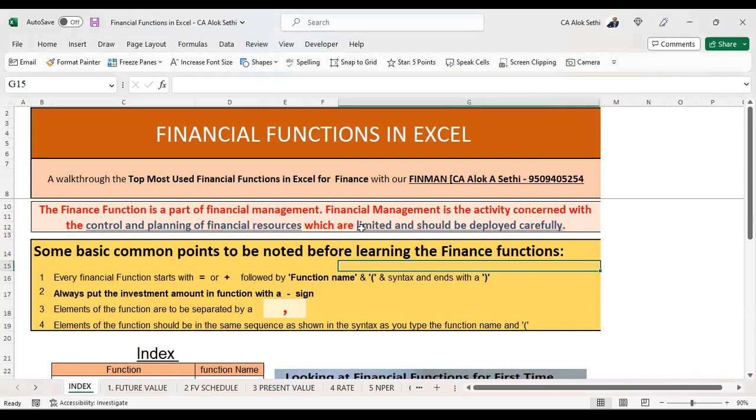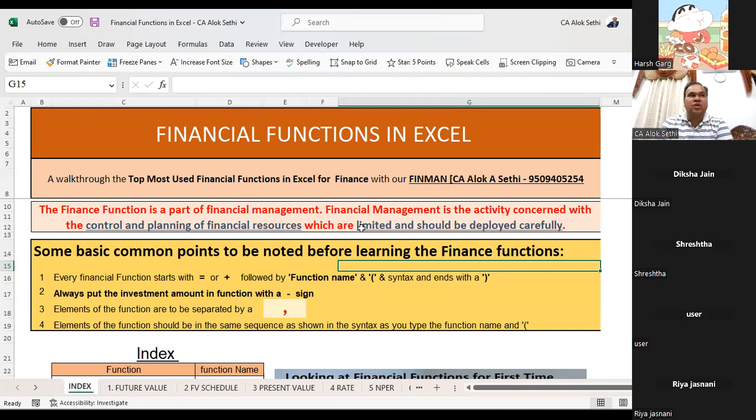Okay. So what is finance basically? What is financial function? A financial function is a part of financial management. So when we talk about financial management, it is an activity concerned with the controlling and planning of financial resources, which are limited and should be deployed carefully. Okay. So basically, we know that money is a very crucial element, and we cannot just take any decisions without working on the feasibility or understanding the concepts.